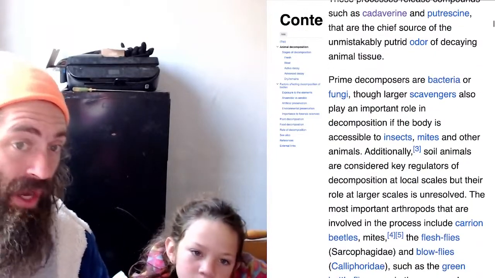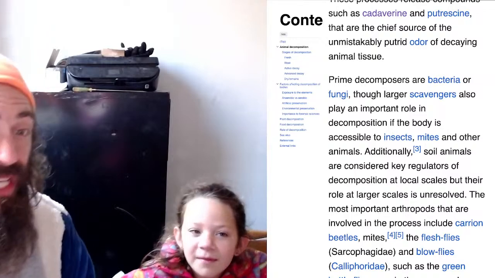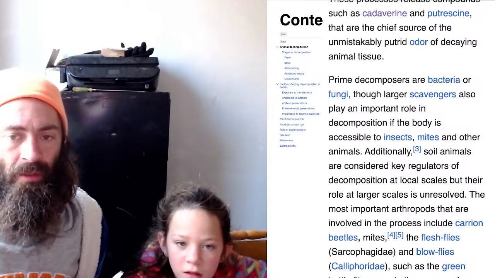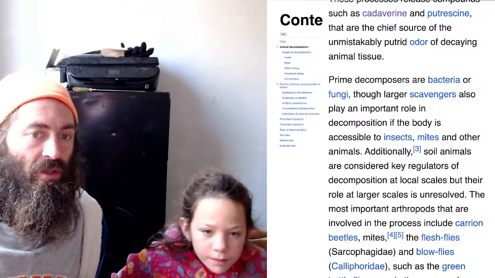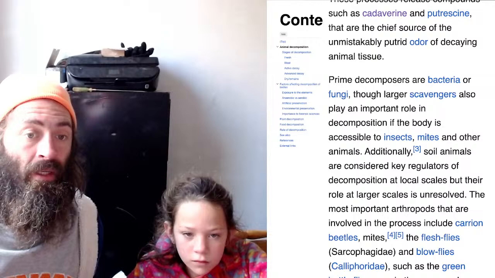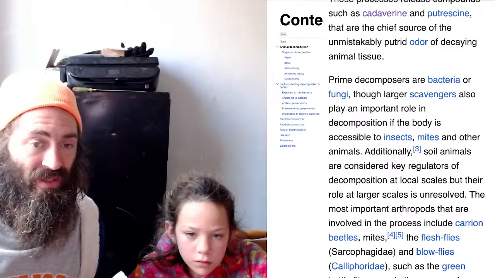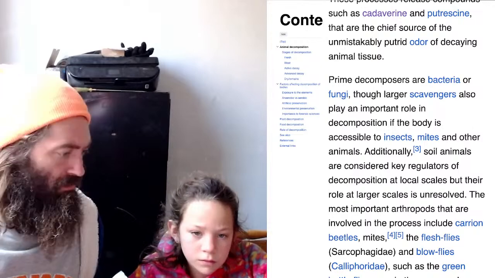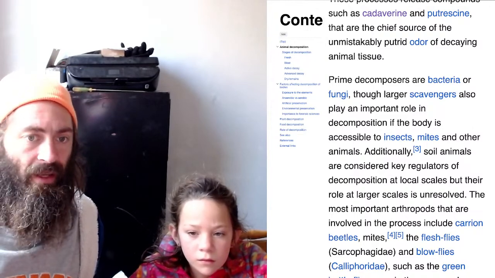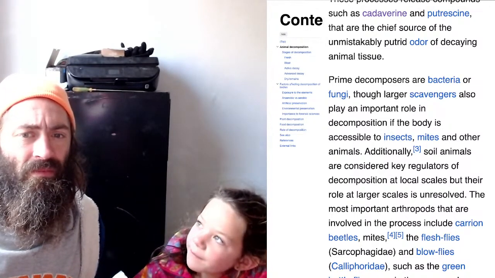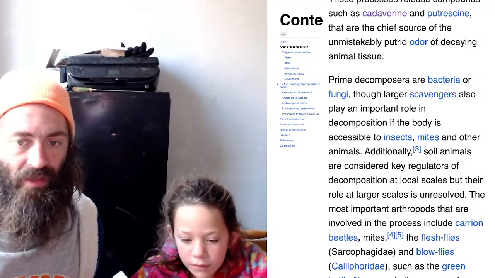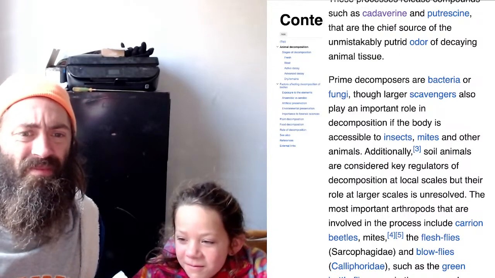Now, prime decomposers, which are detritivores, eating detritus. Detritivores I like better. Prime decomposers are bacteria or fungi, though larger scavengers also play an important role. We have insects, which are tiny, mites, which are super tiny, and other animals. I think of vultures, large birds that eat carrion. They eat the dead. Don't chickens do that? Chickens eat like everything. Yeah, they eat all kinds of stuff. They're opportunistic eaters. They're scavengers sometimes.